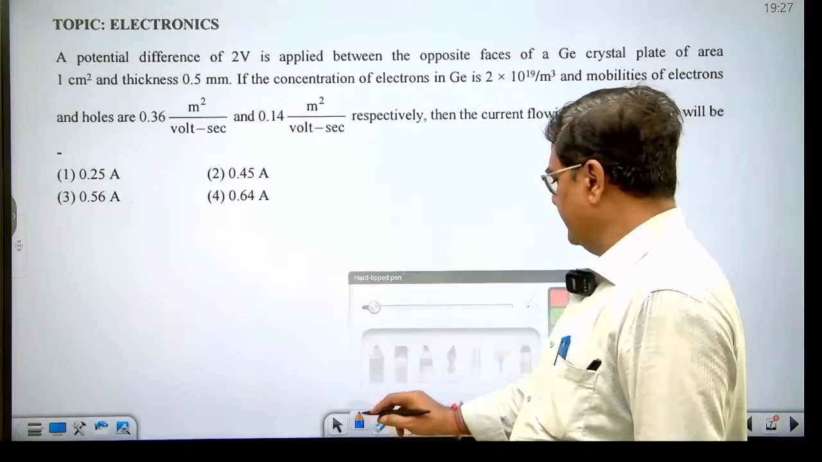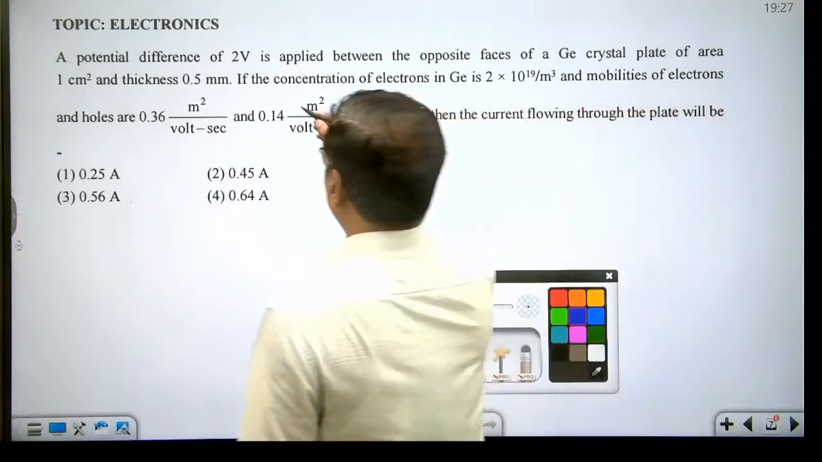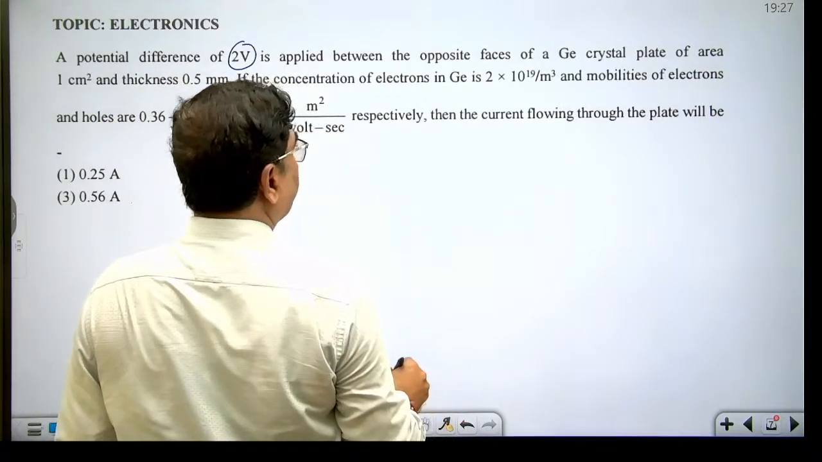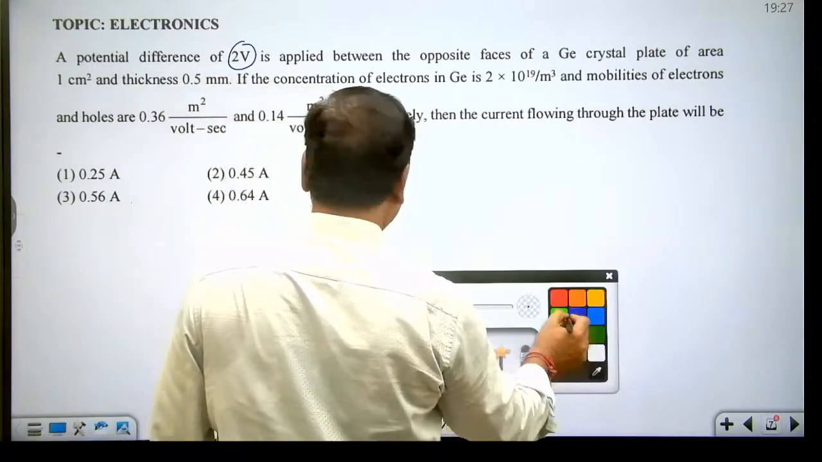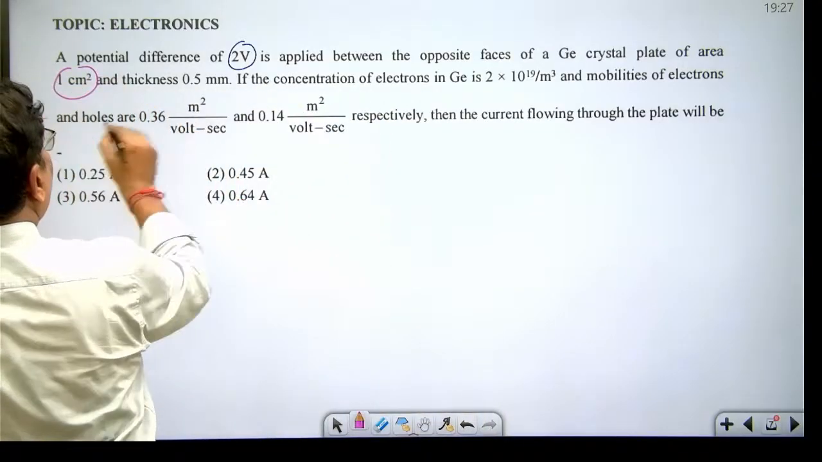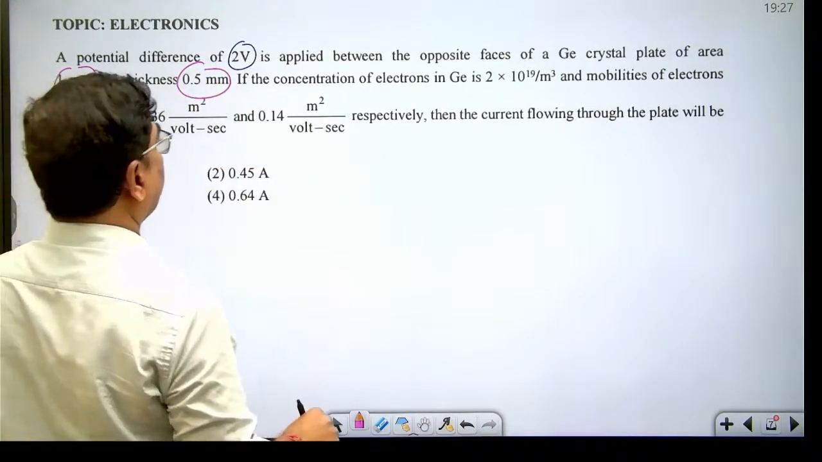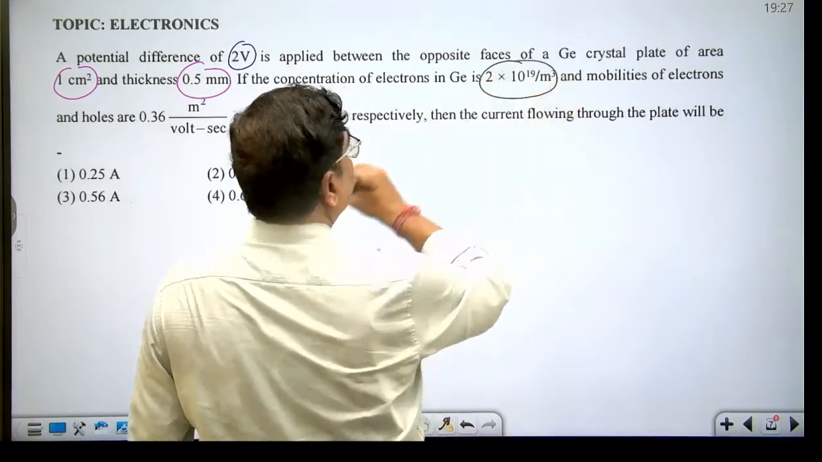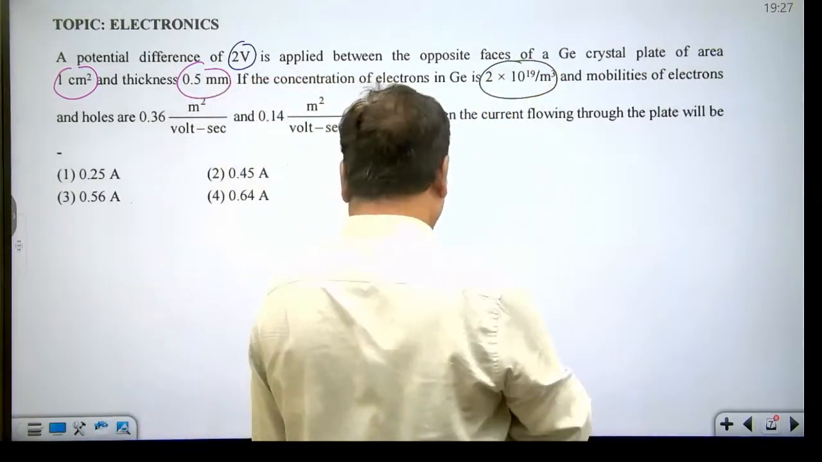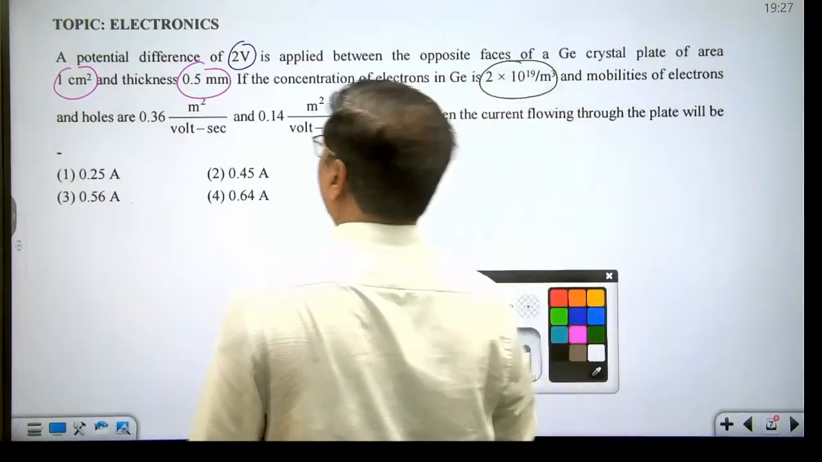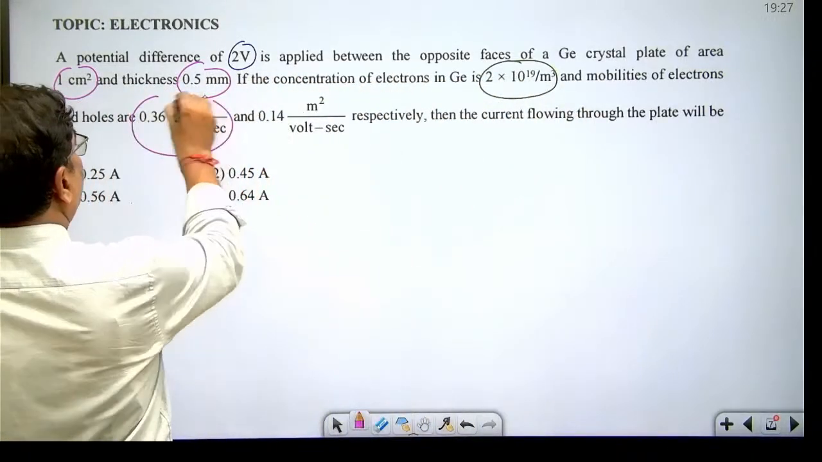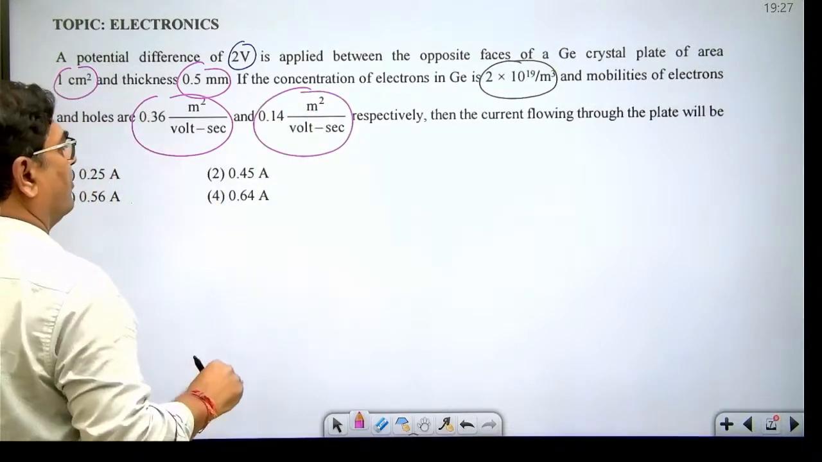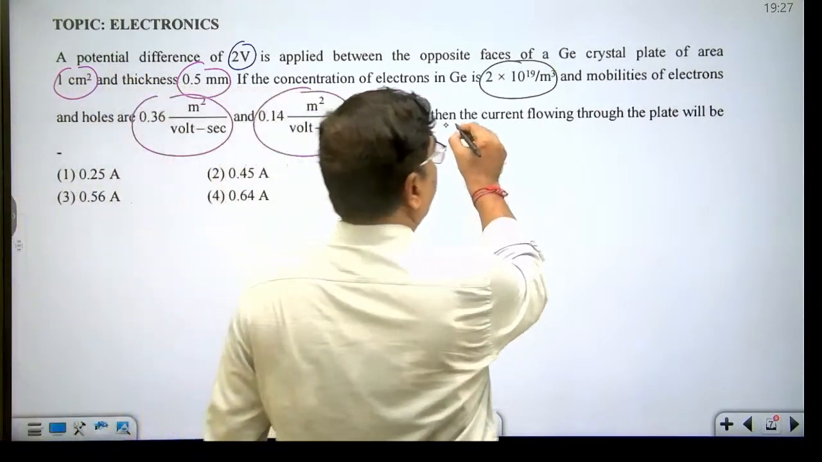A potential difference of 2 volt is applied between the opposite faces of a germanium crystal plate of area 1 centimeter square and thickness 0.5 millimeter. If the concentration of electrons in germanium is 2 into 10 power 19 per cubic meter and the mobilities of electrons and holes are 0.36 and 0.14 meter square upon volt second respectively, the current flowing through the plate will be?